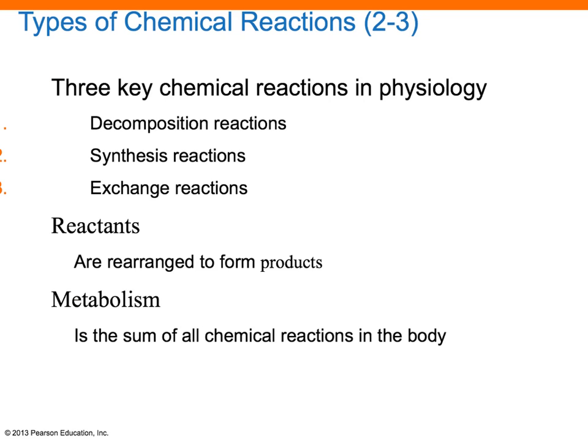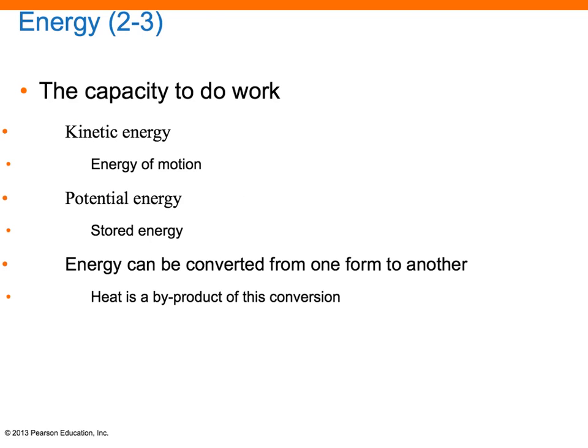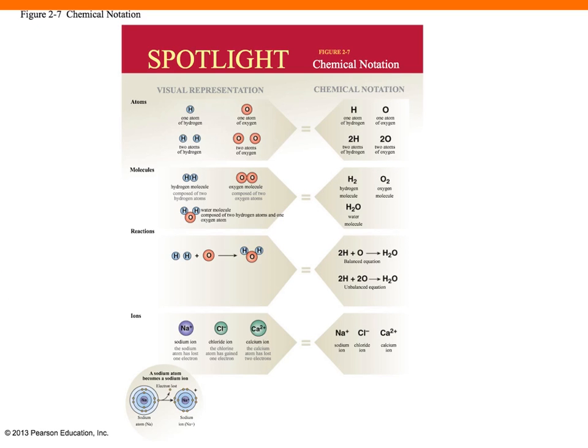Now, there are three key types of chemical reactions: a decomposition reaction, a synthesis reaction, and an exchange reaction. Remember, the reactants are arranged to form products. Metabolism is the sum of all the chemical reactions in the body. Energy is the capacity to do work. There's two types. Kinetic energy is the energy of motion, and potential energy is stored energy. Energy can be converted from one form to another, and heat is a byproduct.